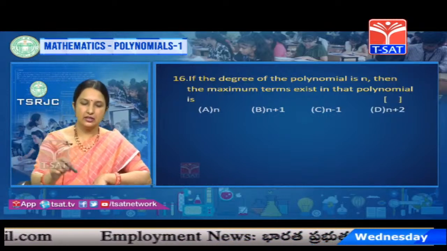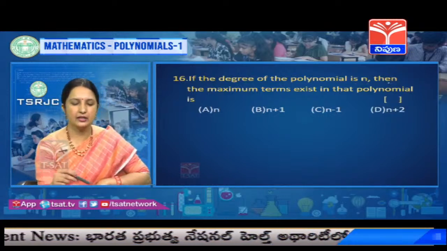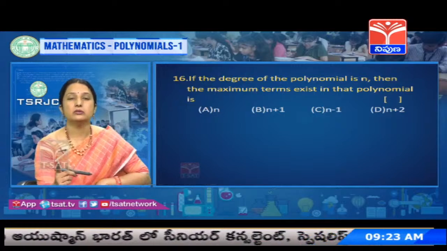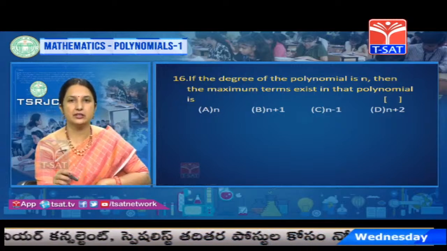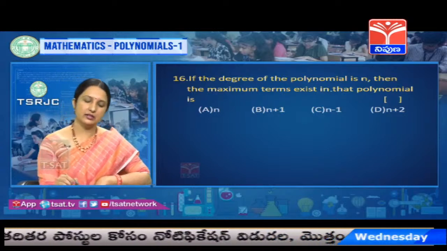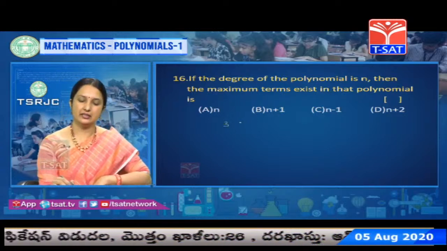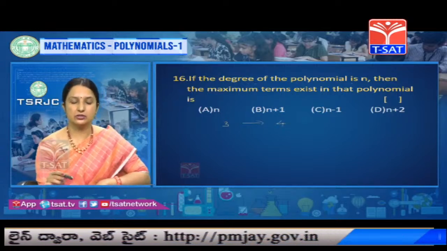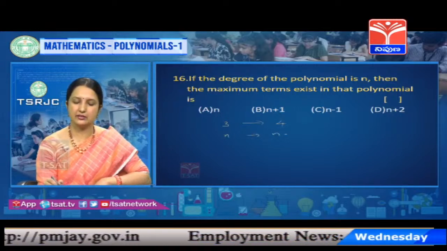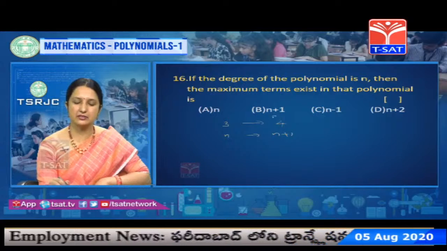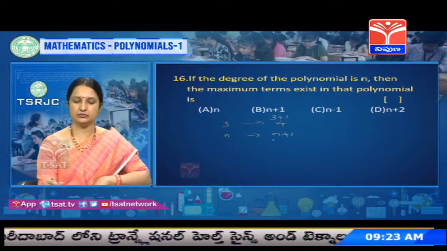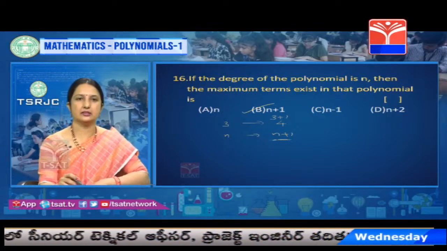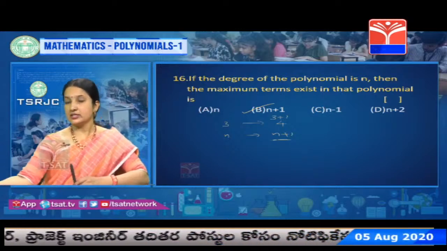Next question number 16. If the degree of the polynomial is n, then the maximum terms that exist in that polynomial is. So in the 15th question we saw that when the degree is 3, the maximum terms are 4. Here the degree is n, so how many maximum terms can you get? n plus 1, no? Because 4 means 3 plus 1. So same here, n plus 1 is the correct option. Sometimes they will ask like this, the question can be asked indirectly.